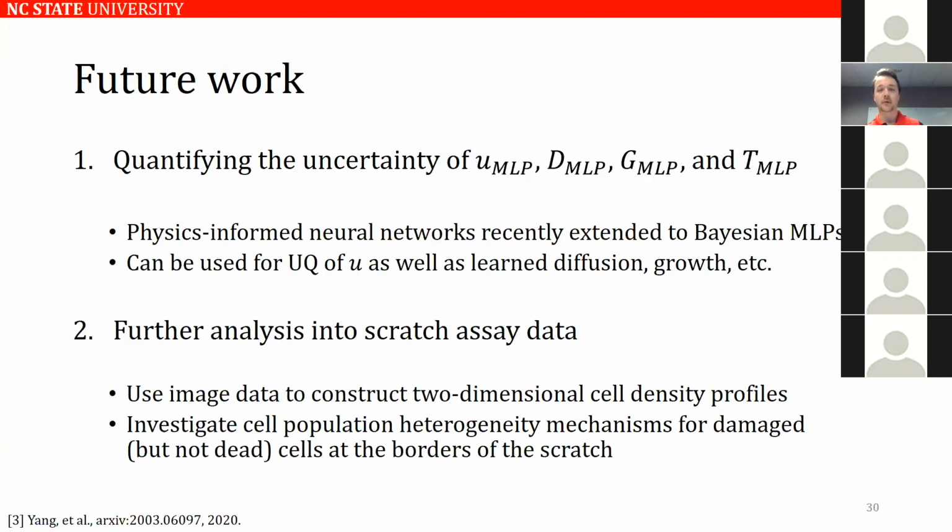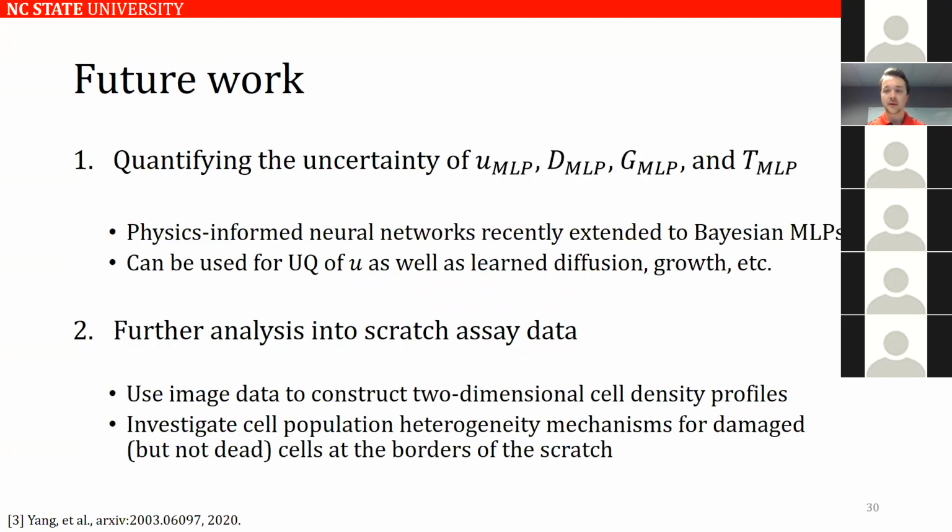In the future, uncertainty quantification is a very important field, and obviously we didn't have any UQ as far as the UMLP, DMLP, GMLP, and TMLP outputs were concerned. The physics-informed neural nets were recently extended to Bayesian neural networks. And replacing each of these 4 neural networks with their Bayesian counterparts could be a reasonable first step into quantifying the uncertainty in both your approximation to the solution of your PDE, that's U, as well as the parameter network outputs for D, G, and T.